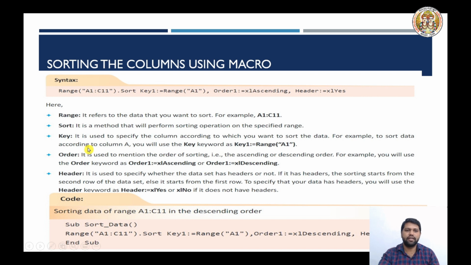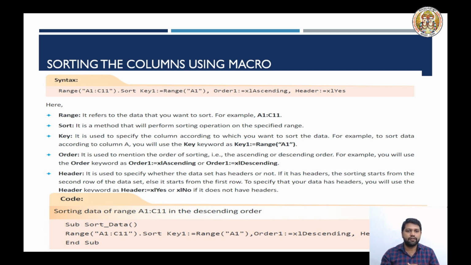The next is Key. It is used to specify the column according to which you want to sort the data. For example, in the first column you have the roll number, and in the second column you have the names. So according to which column you are going to sort the whole table, that is the Key. There we can mention the first column, that means A1, A2 like that.